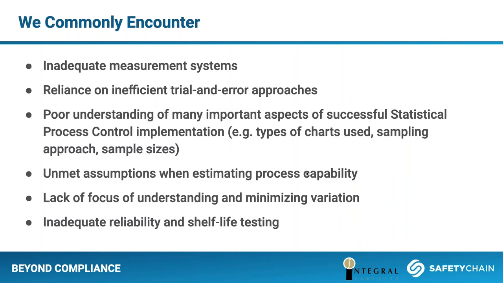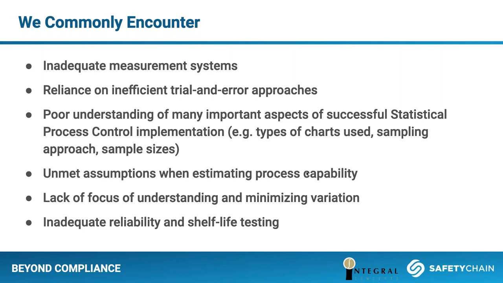All right. Moving on, we're going to talk about things that we commonly encounter in the real world. I've actually been in hundreds of manufacturing plants and engineering centers globally. Things that we commonly see are inadequate measurement systems. That's a problem because garbage in, garbage out, bad data, we can't make great decisions. We see a lot of companies use trial and error in R&D to try to design a product. A lot of companies might have a poor understanding of how to use statistical process control. They're using charts that were invented in 1924, like IMR charts and X-bar R charts, that are really not so appropriate in most modern day production systems.